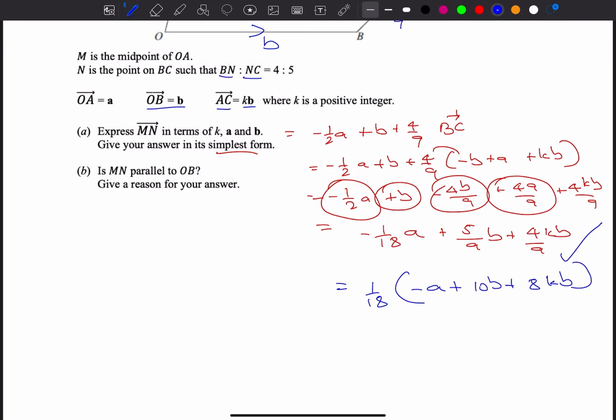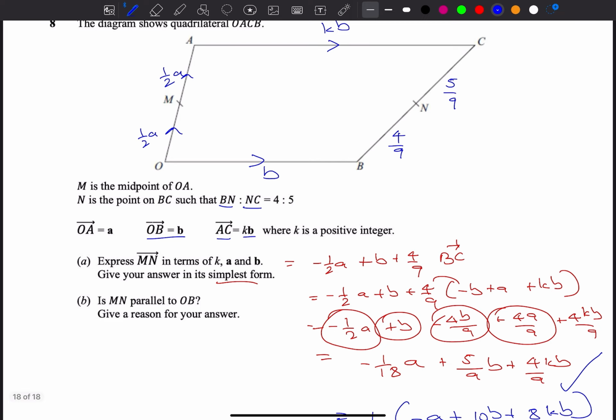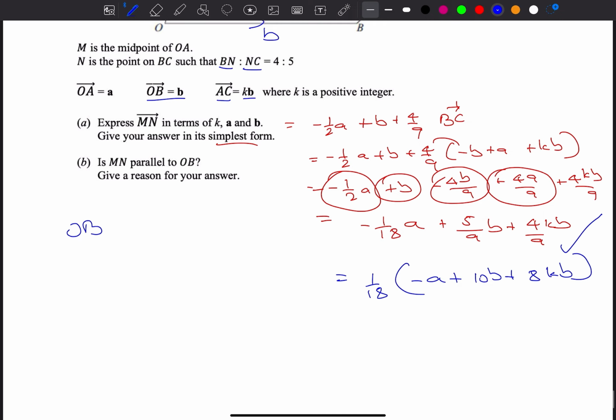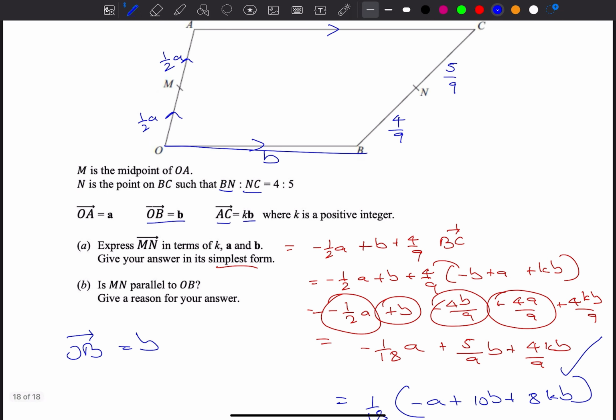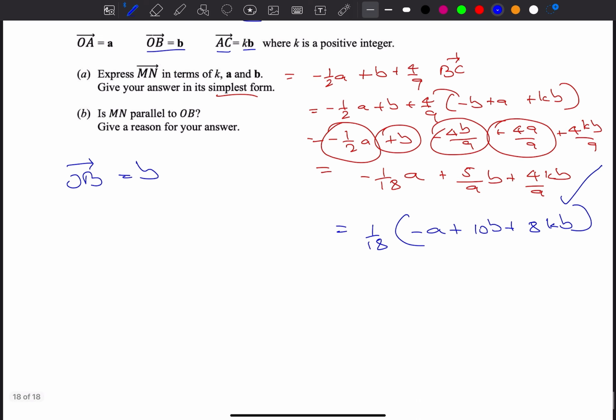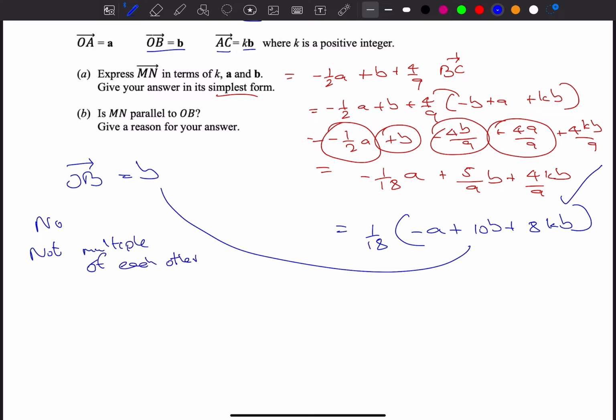Okay. Is it parallel to OB? OB is just b. Are these two things parallel? Look. Is this a multiple of that? No. They are not multiples of each other. Therefore, not parallel. Okay. Good.